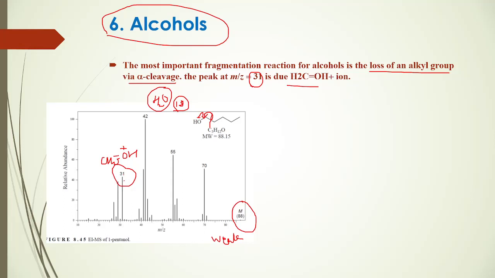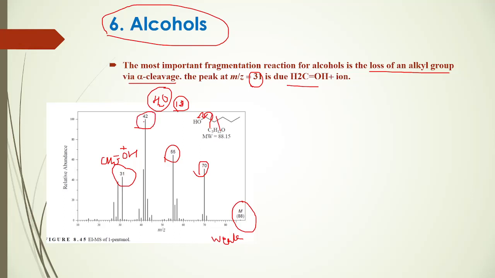We get the loss of the alkyl fragment, and then we get the peak at 31 due to CH2 double bond OH plus. Okay, so this is how the alcohols are usually fragmented. Okay, this 70 peak is your favorite. This is loss of water molecule, that is 88 minus 18 of water molecule, we get 70, and further beta cleavage will give us peaks at 55 and 42.